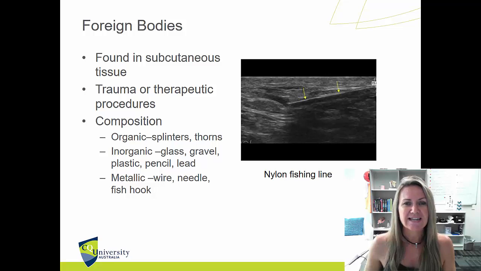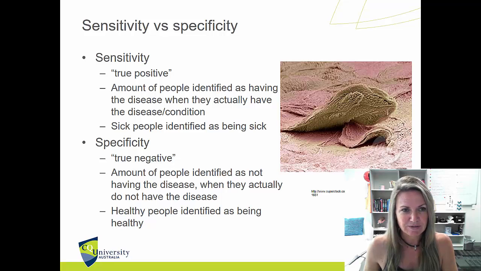Plastics, pencils, leads, often very, very common for people to have poked themselves with a pencil, the lead's broken off and is left in the skin itself. Metallic, you'll get some different bits of wire, barbed wire, for instance, for the farmers who are doing fencing, needles, and those all popular fish hooks from that weekend fishing trip.